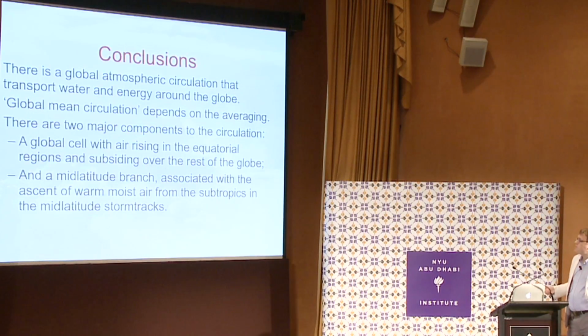The other aspect which I tried to explain is that this issue of a global circulation really depends on how you compute it, how you look at it. The average circulation depends on how you compute the average. And what's controlling the local climate is directly tied to the variation of this global circulation.